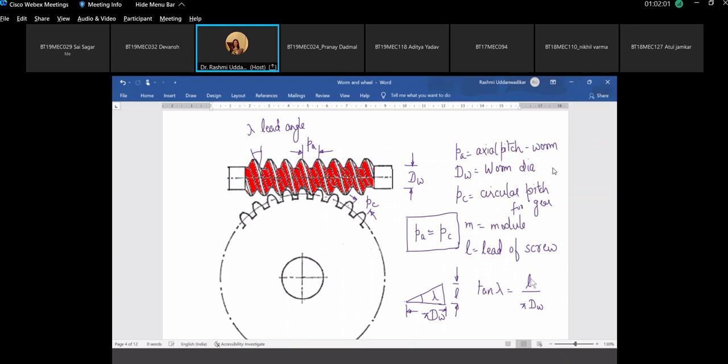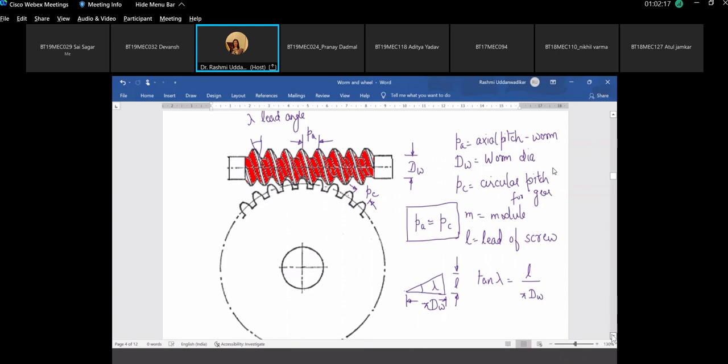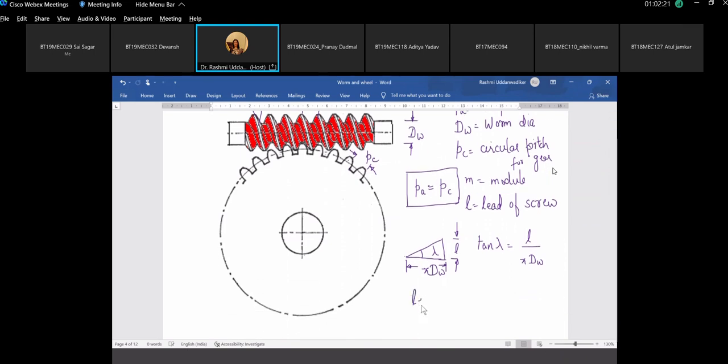So pitch is equal to lead in a single start thread. Lead is equal to 2 times the pitch in a double start thread, or lead is equal to 3 times the pitch in a triple start thread. And so the number of starts is counted and we call lead its axial pitch into number of starts. So TW is the number of starts, or we also call it the number of teeth on the worm. Normally a worm will have 2 or 3 teeth, not more than that. So the number of teeth is the same as the number of starts. Because we are checking its velocity ratio, we are also calling it the number of starts. Normally this will be 2 or 3.